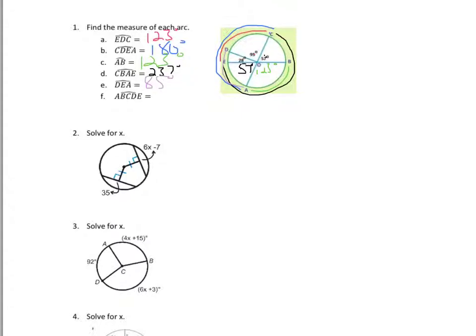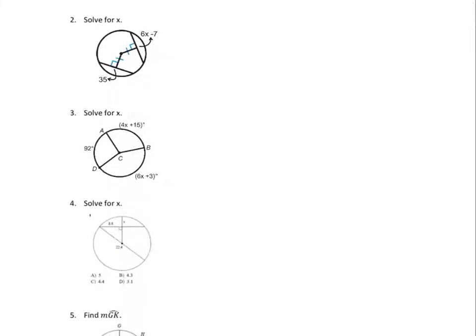And the last one, ABCDE. Okay, so we're starting at A and we're going all the way around to E. Okay, in order to do that, you just got to add all those up. Or you could just subtract off 57 from 360 degrees, and you should end up with 303.